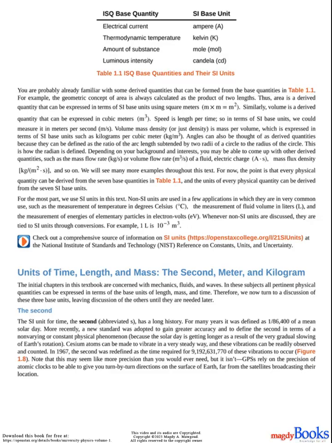Depending on your background and interests, you may be able to come up with other derived quantities, such as the mass flow rate, kg/s, or volume flow rate, m³/s, of a fluid, electric charge, A·s, mass flux density, kg/(m²·s), and so on. We will see many more examples throughout this text. For now, the point is that every physical quantity can be derived from the 7 base quantities in Table 1.1, and the units of every physical quantity can be derived from the 7 SI base units.